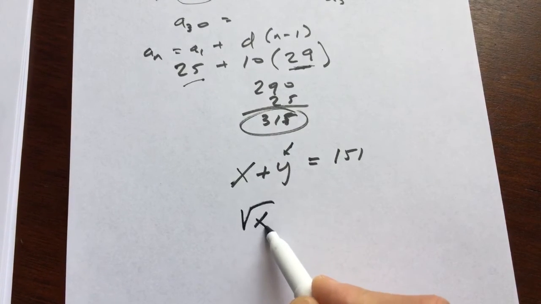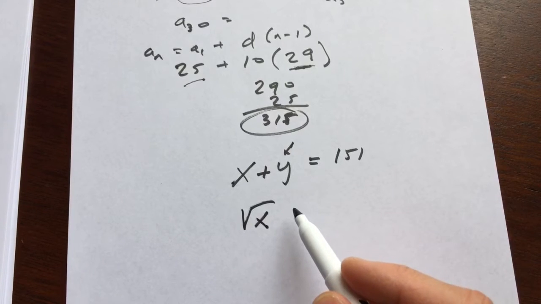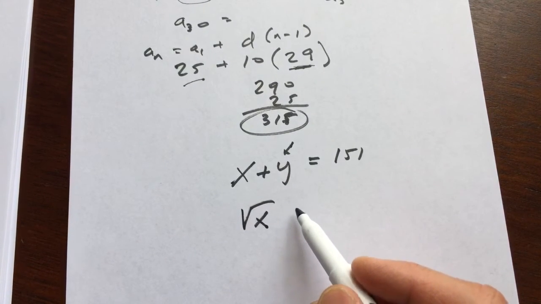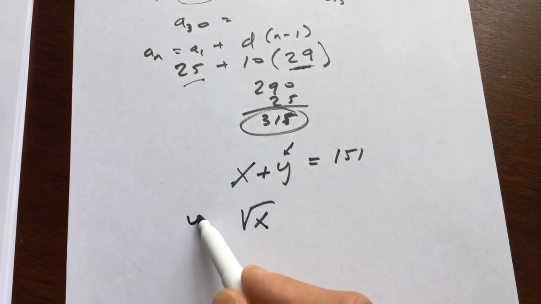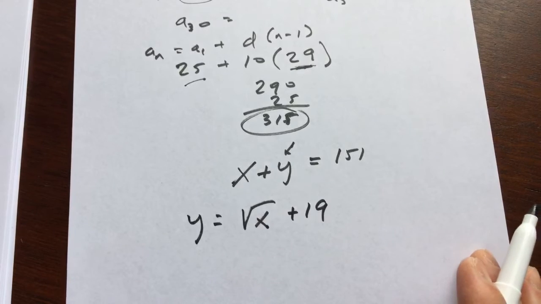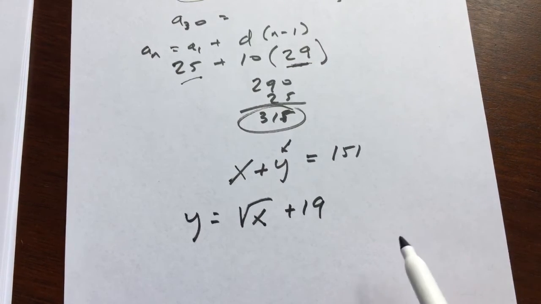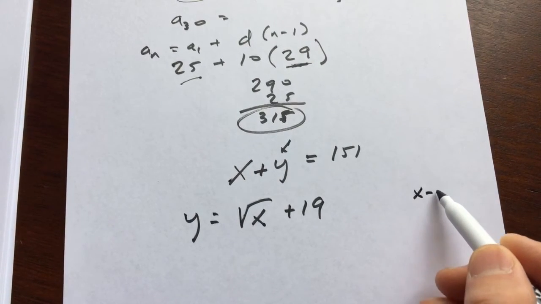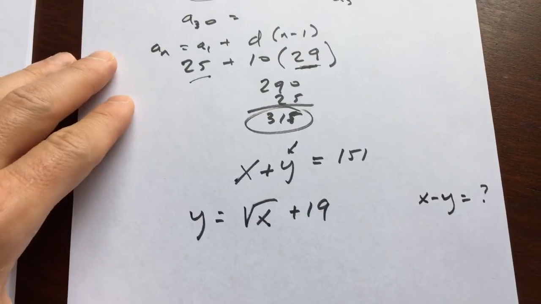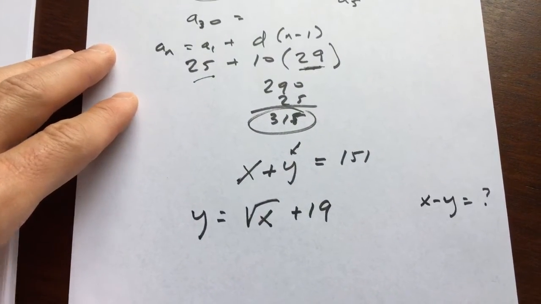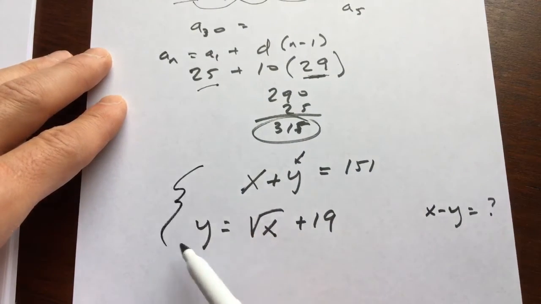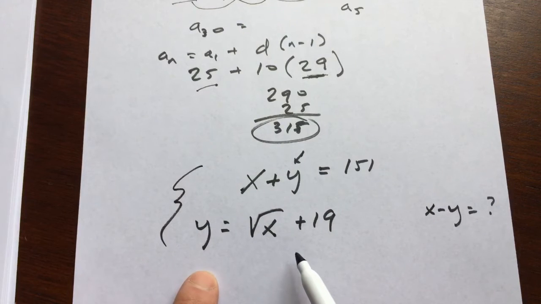So if you take the square root of the greater number, the lesser number is 19 more. That means the lesser number is 19 more than the square root of the greater number. What is the value of the greater number minus the lesser number? Okay, I like that question. It really makes you think. So basically we've got two equations, these two right here. And so how do we solve this?